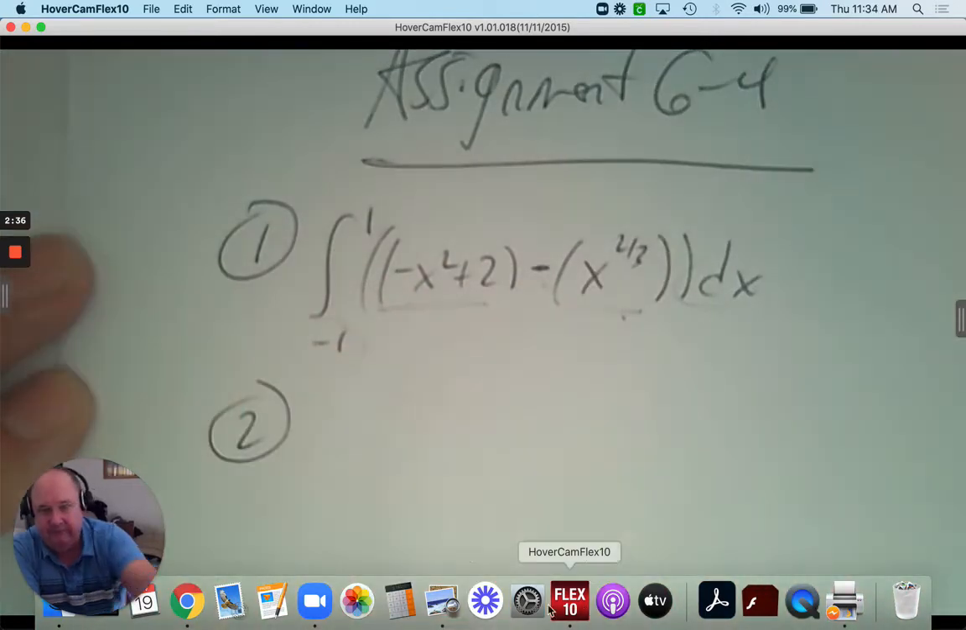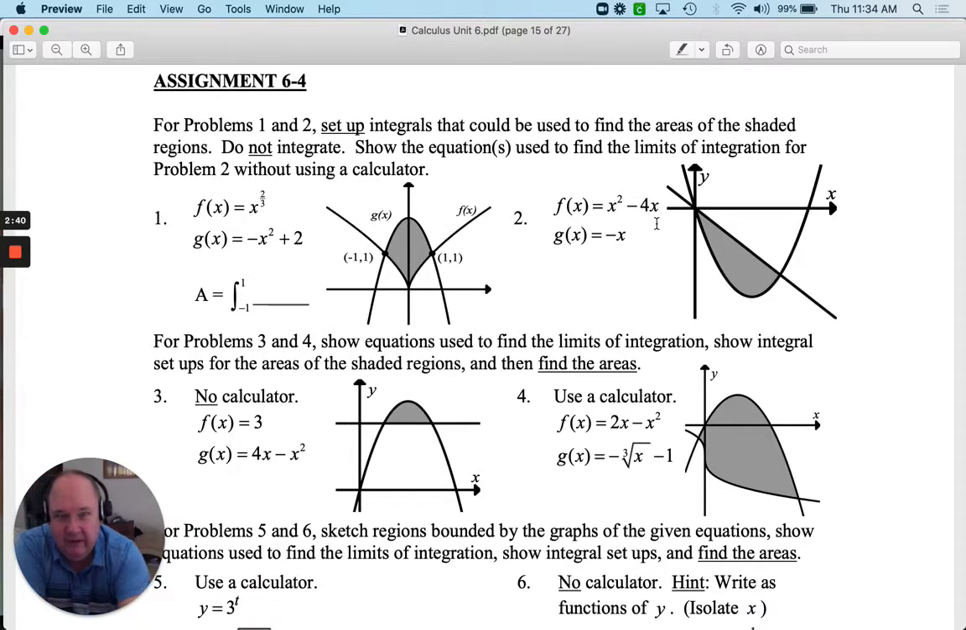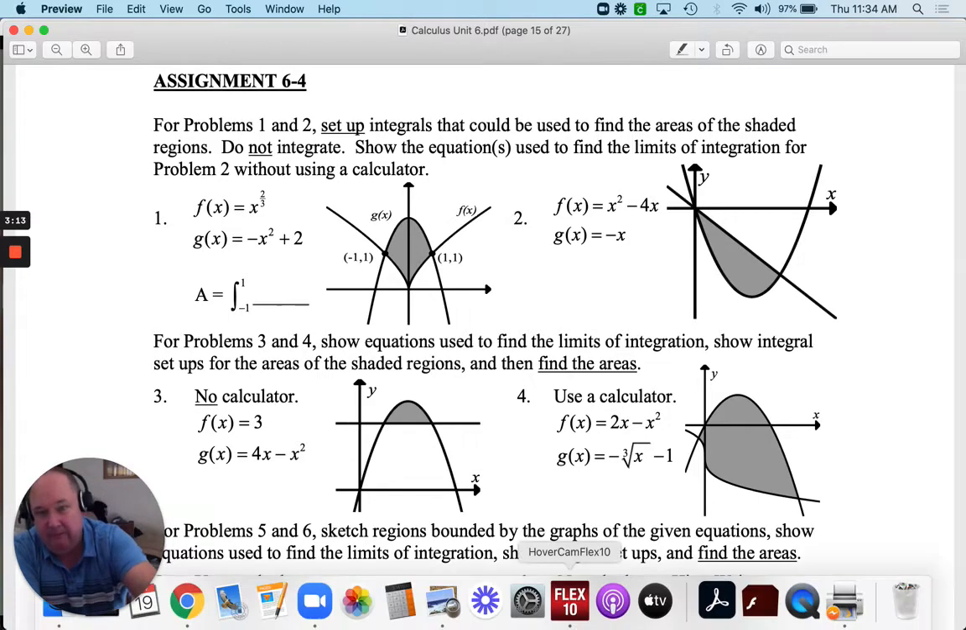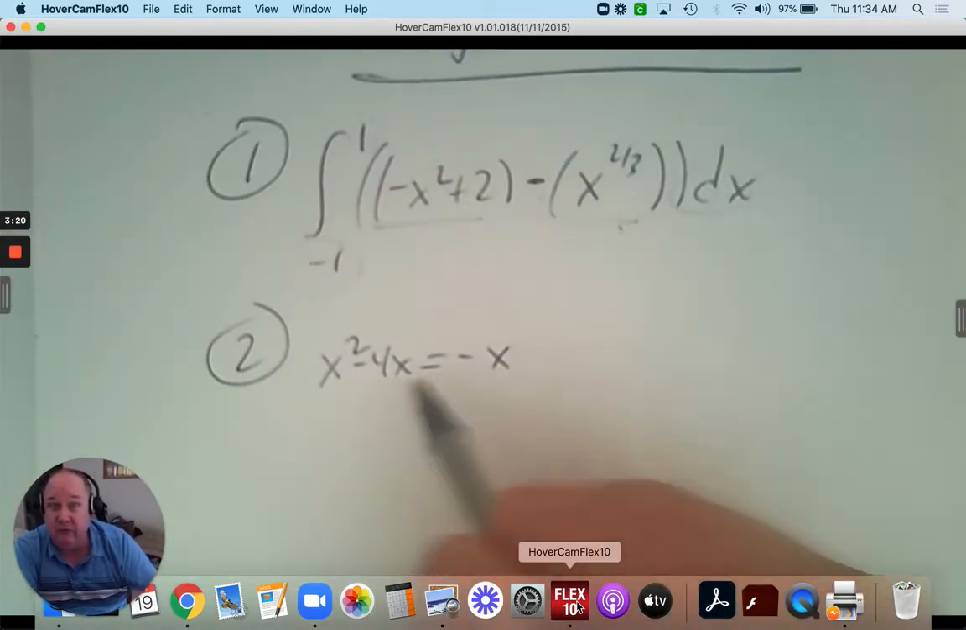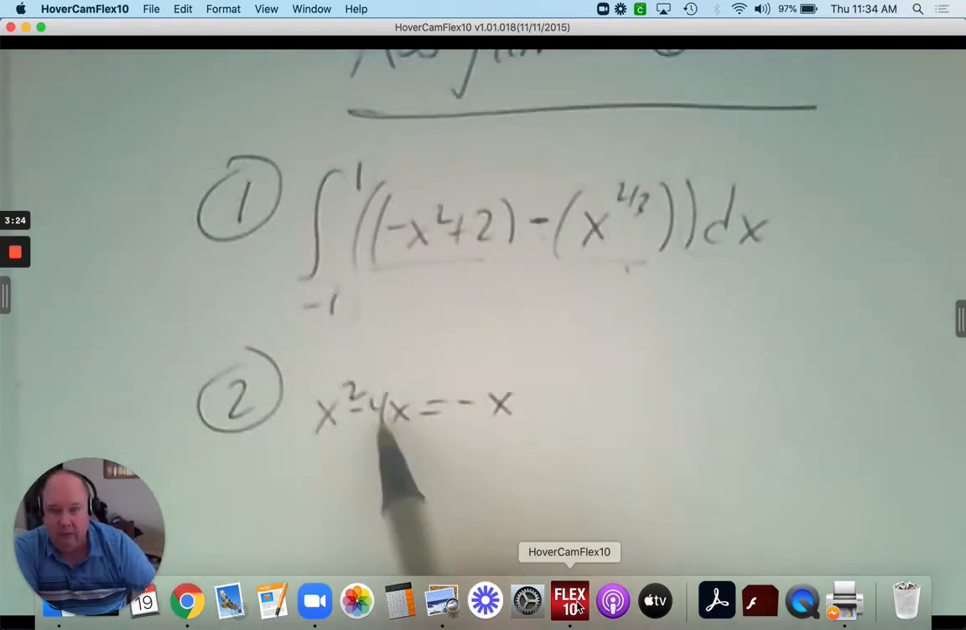Number 2, let it be simple to begin with. Here, I'm not given all the information I need. When I look at the lower limit, I can see the x value of the lower limit is probably 0. And for the upper limit, I'm not given any information. So in order to find the limits, I need to make the functions equal to each other and find the points of intersection. How do I find where they intersect? I make them equal to each other. So x squared subtract 4x equals negative x. Make them equal to each other so you can see where they intersect. This is using substitution to solve a system. So make them equal to each other.